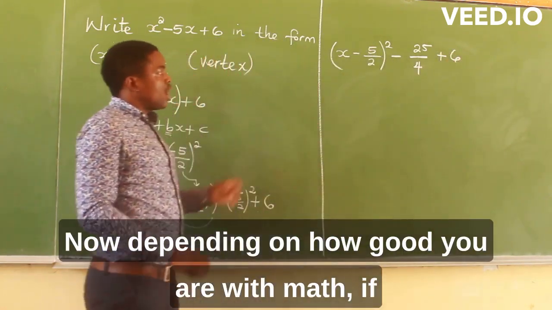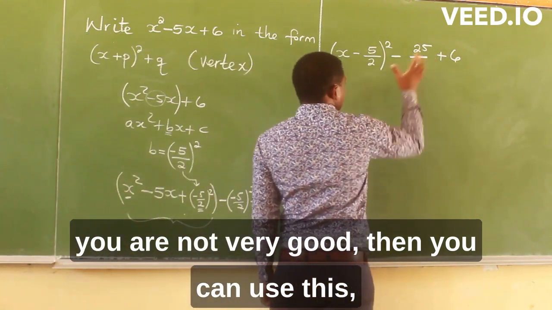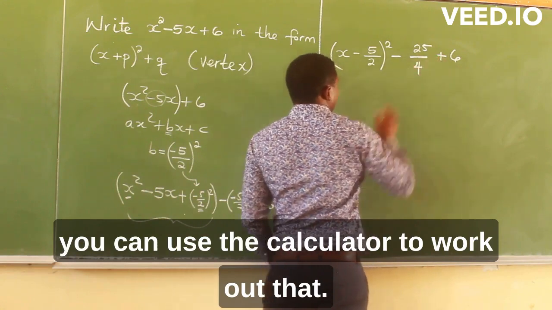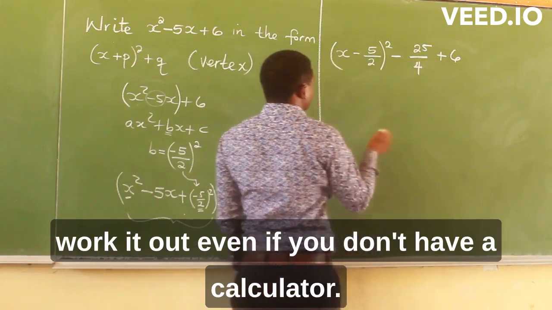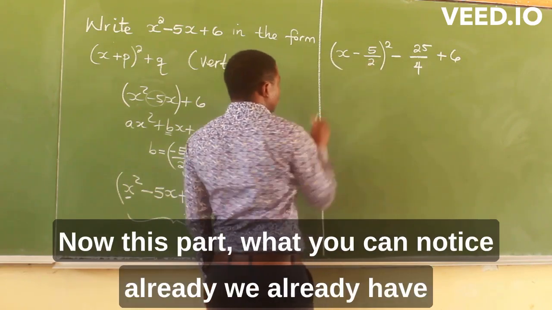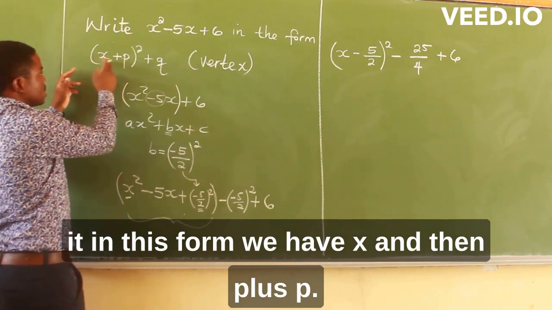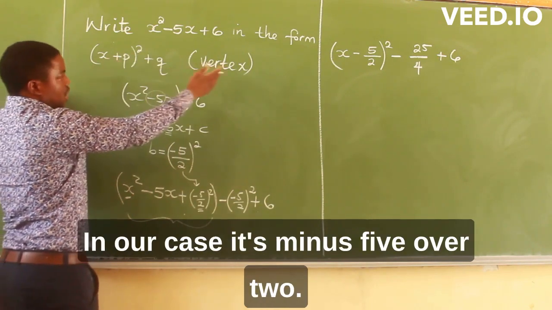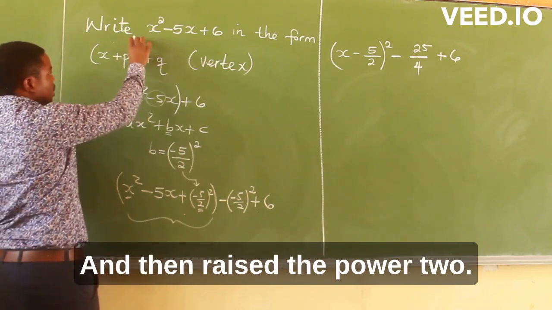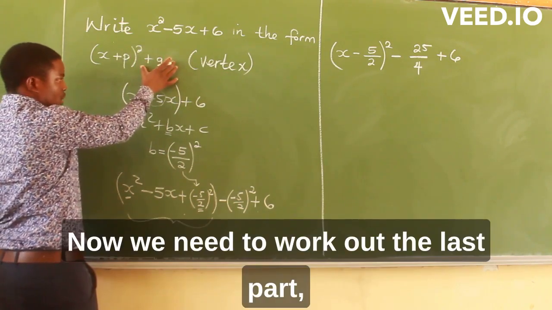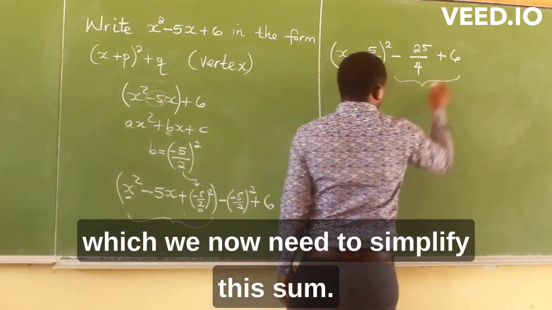Depending on how good you are with math, if you are not very good, you can use a calculator to work that out. But if you are very good with fractions, you can still work it out without a calculator. On this side, we already have it in this form: x plus p, and in our case p is -5/2, raised to the power 2. Now we need to work out the last part, which is to simplify this side.